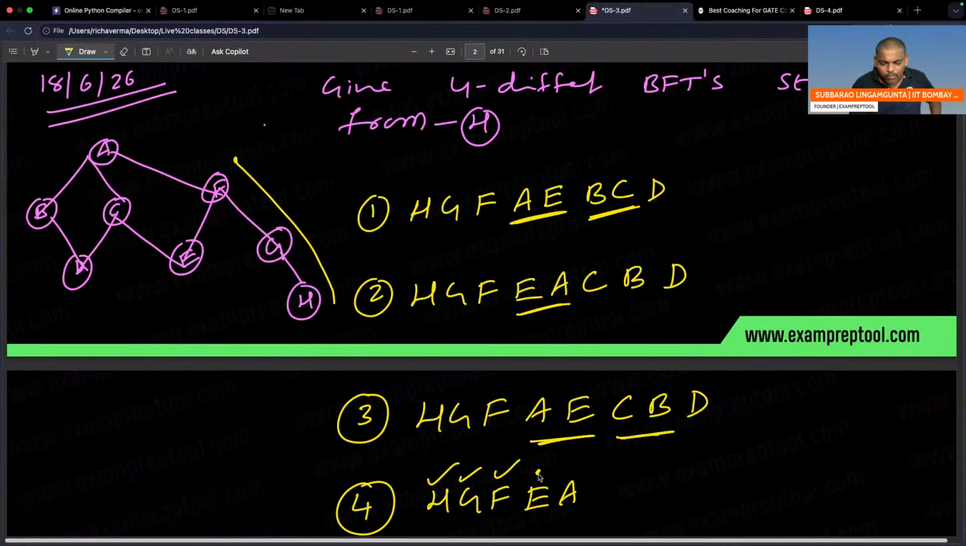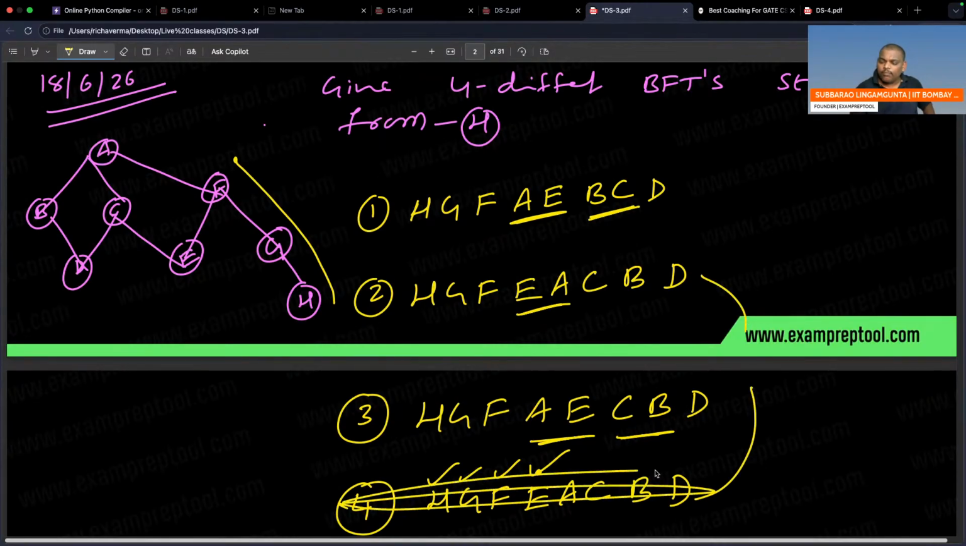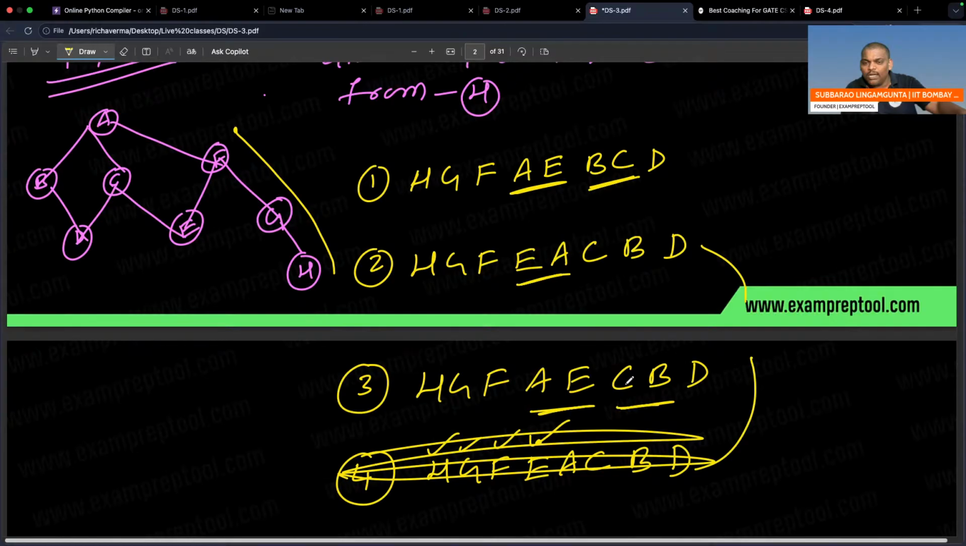So F's adjacent is EA. Now I am at E. E's adjacent is only C. So E is completed. A's adjacent is only B. Lastly D. I think both are the same. Second option and fourth option are the same. I want 4 answers. Only 3 answers are done. One more answer is available. Can anyone try? 4 answers.